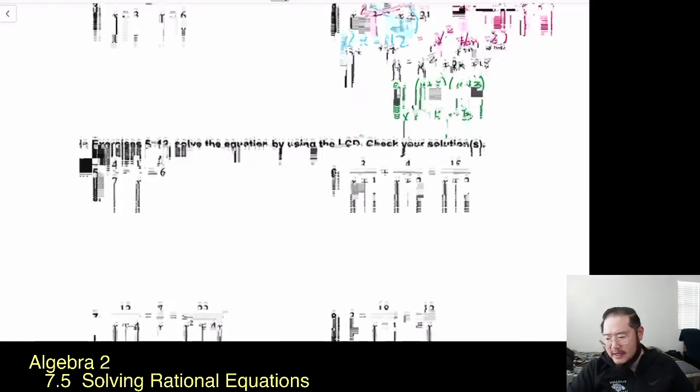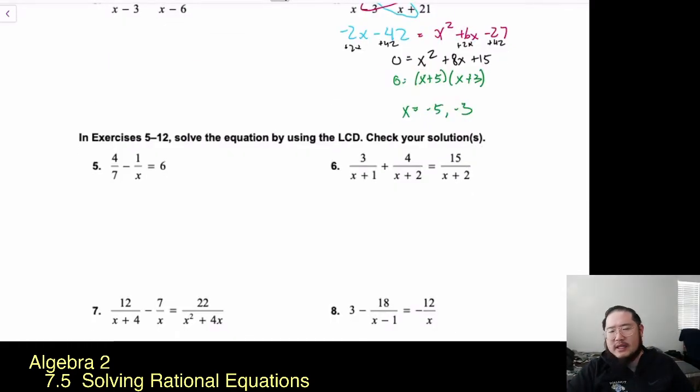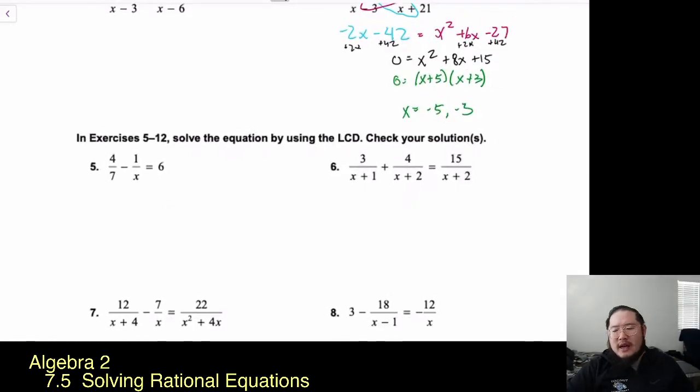Okay, things get a little dicey here because we have to figure out what is the LCD. So when I take a look at my denominator, 7 and x, I got to figure out how can I get rid of my denominators? And what is the lowest common multiple of 7 and x? Well, that will be 7x, okay? One of the things that you could always do at the very least is take whatever the denominators are, multiply them all together, and that'll be your LCD.